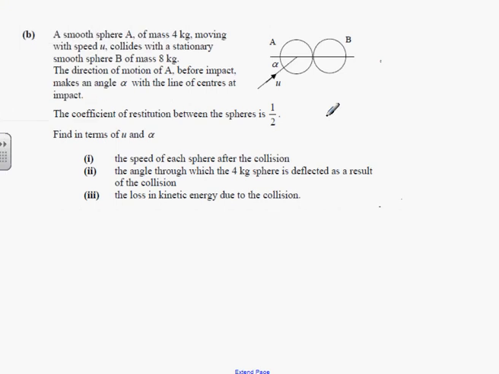We have here, guys, a smooth sphere of mass 4 kilograms moving with speed u that collides with a stationary smooth sphere of mass 8 kilograms. The direction of motion A before impact makes an angle alpha with the line of centers at impact. The coefficient of restitution between the spheres is a half. Find in terms of u and alpha the speed of each sphere after the collision, the angle through which the 4 kilogram sphere is deflected as a result of the collision, and the loss in kinetic energy due to the collision.